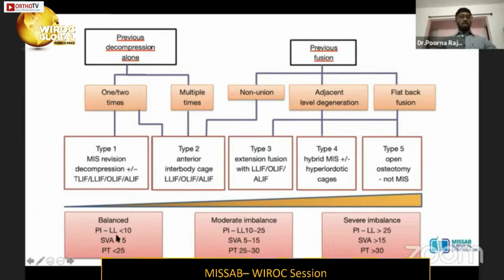Here you can see at the left side of the screen, the patients who have undergone one or two times of decompression tend to have a very mild sagittal imbalance, whereas towards the right side of the screen you can see the sagittal imbalance increasing. So the considerations were whether decompression alone or fusion, and what the sagittal parameters are. These are the main considerations, and after considering all these things, they formulated the algorithm.